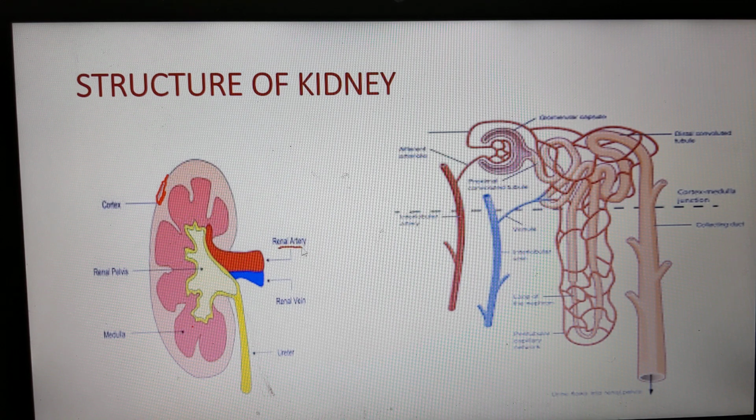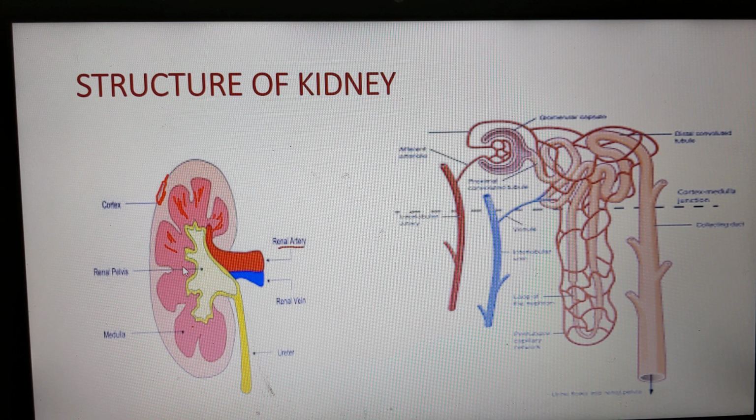The renal artery carries pure blood into the kidneys, and the renal vein is the one which carries impure blood from the kidneys. And here in the calyx we see a lot of structures like this which are not visible to the naked eye because there are millions of these structures. These are the nephrons. Each nephron looks like this.